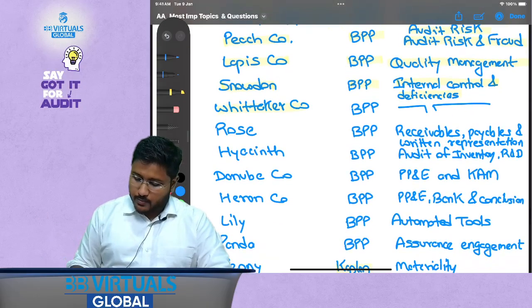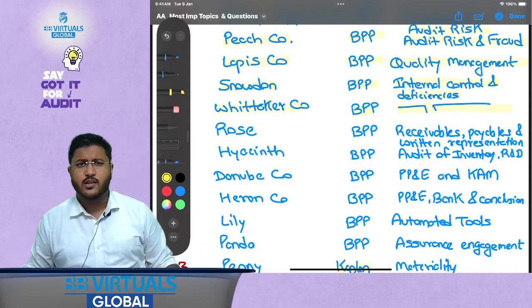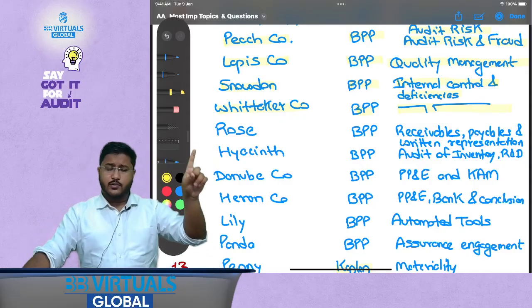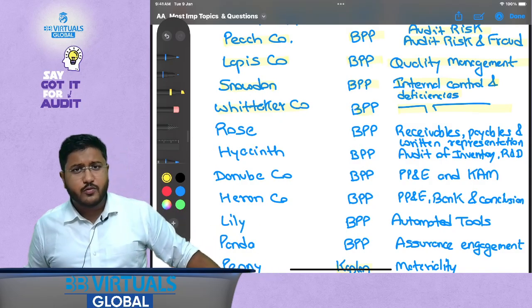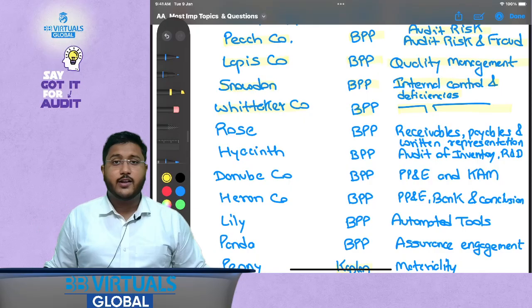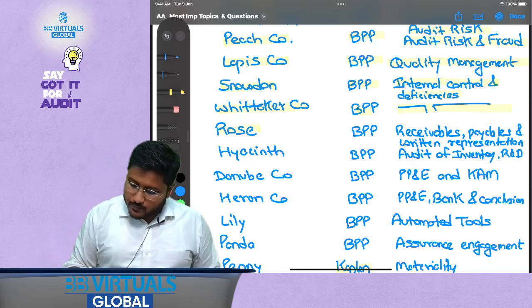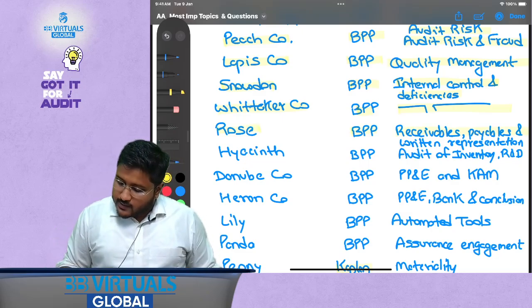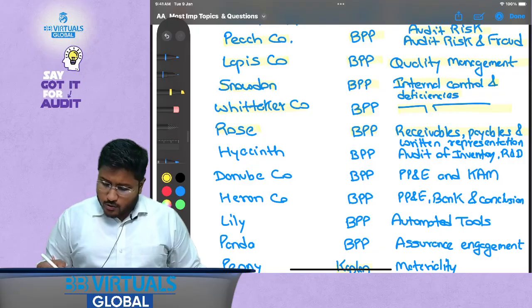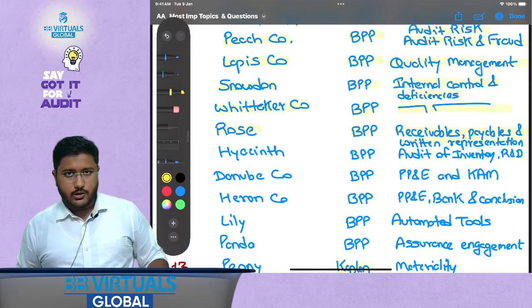Then White Ticker Company, again from BPP, again on internal control and deficiencies. So you have two questions on internal control and deficiencies selected. Why so? Because this is one area which is definitely tested in every exam attempt. That is why this becomes very important for you. Now Rose Company, BPP, receivables, payables, that is audit procedures on receivables, payables and written representations. It is a combination, and that is why this question is important.